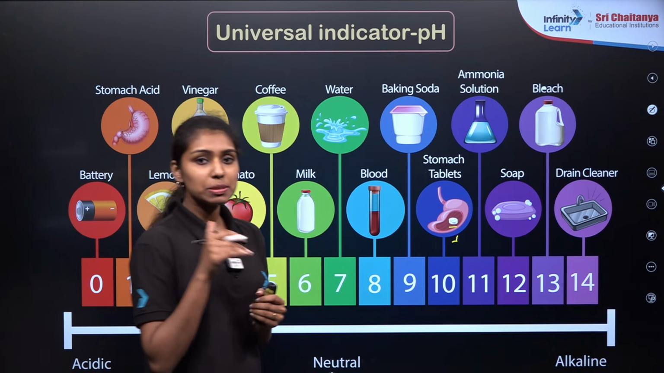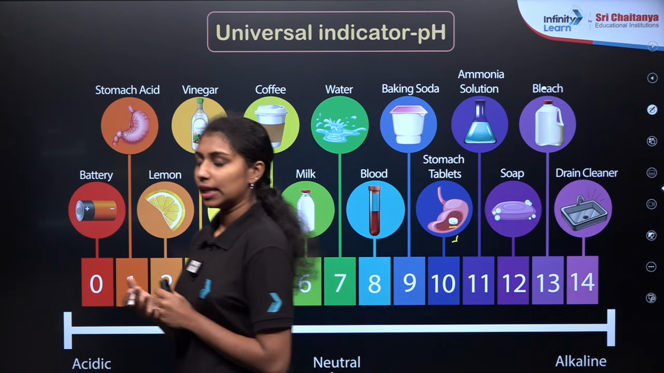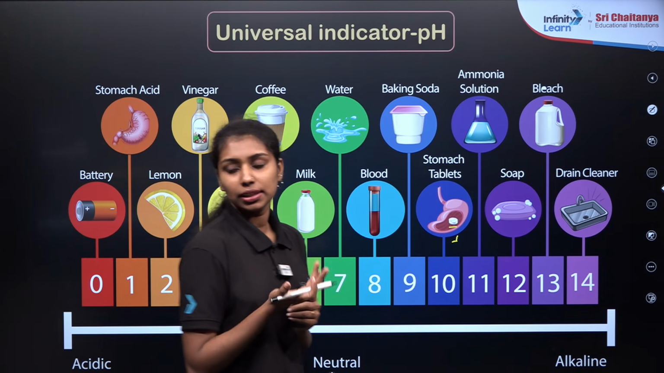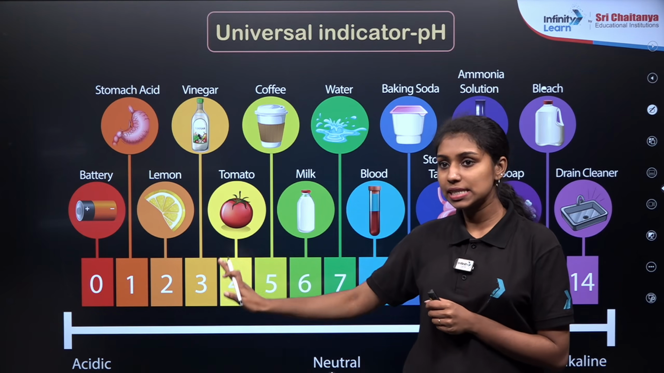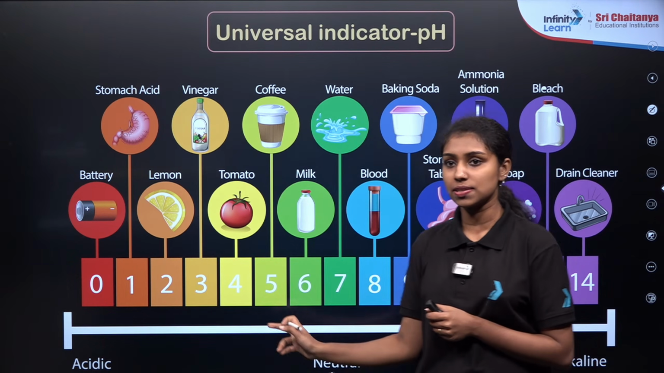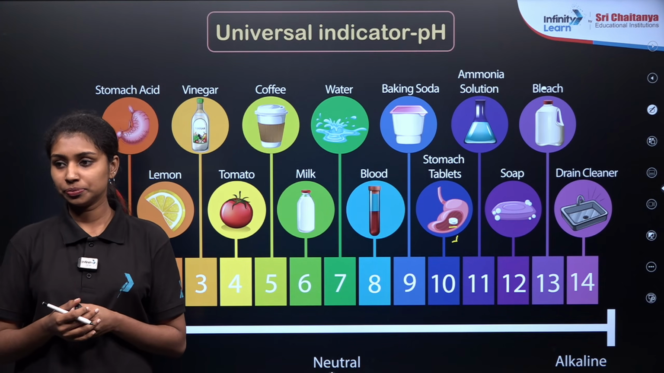Again, litmus paper is also not a universal indicator. As we already know, in acidic solution litmus paper changes color from blue to red, and in basic solution from red to blue. But in the case of universal indicator, by knowing the color change, you can exactly identify the pH. I hope you understand, right, Durgeshwar?